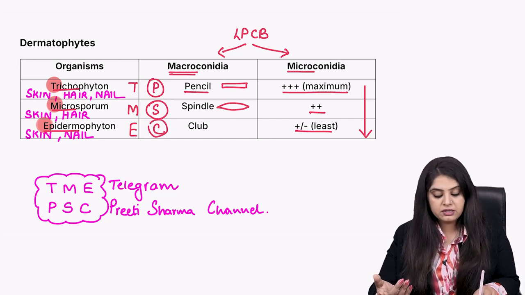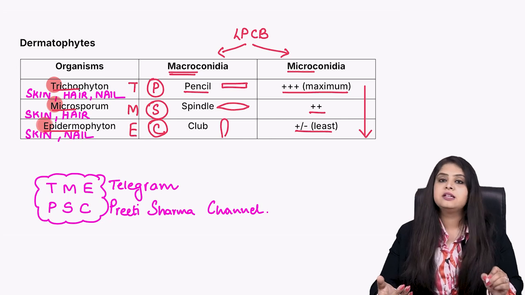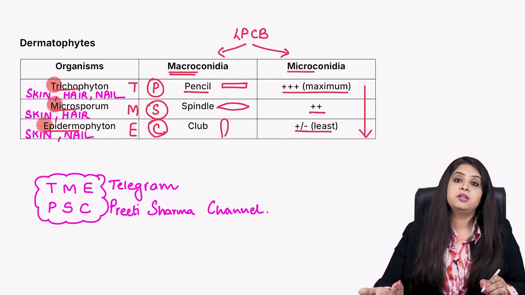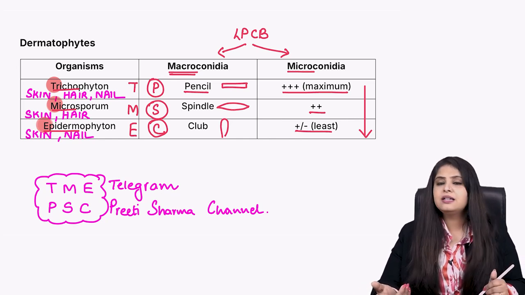And C is going to be the club shaped, which is going to look like this. Now maybe the examiner is not a TME PSC person. Maybe the examiner wants to write something else. So you'll have to act a little smart over here.